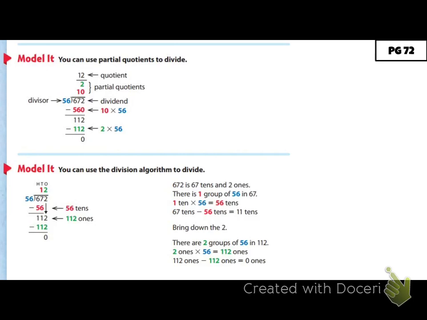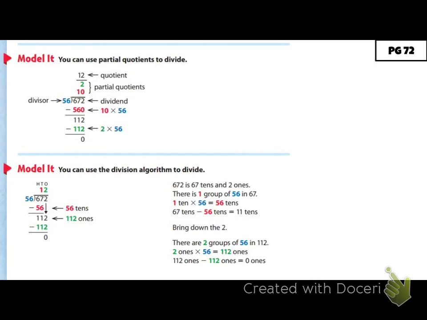So this is like what we did before. We know that 56 can go in there about 10 times, and then we would subtract to find the difference and know that it's 112, and then 56 goes into 112 2 times.